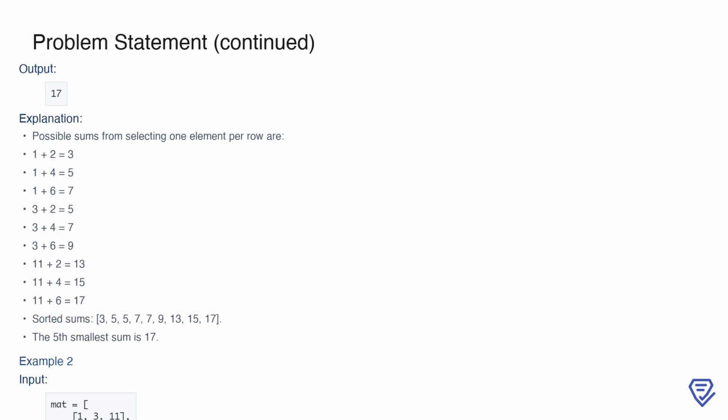smallest sum. For example, if the input matrix is [1, 3, 11], [2, 4, 6], and k is 5, the output will be 17. To understand why, we calculate all possible sums by selecting one element from each row. For instance, adding the first element of row 1, which is 1, to the first element of row 2, 2, gives a sum of 3. Continuing this process, other sums include 5, 7, 9, and so on. Once all sums are computed, we sort them in ascending order: 3, 5, 5, 7, 7, 9, 13, 15, 17. The kth, or fifth smallest sum in this case, is 17.